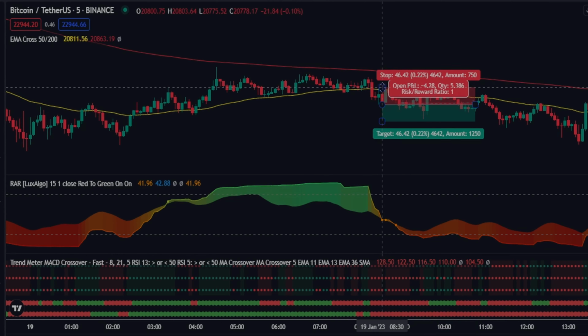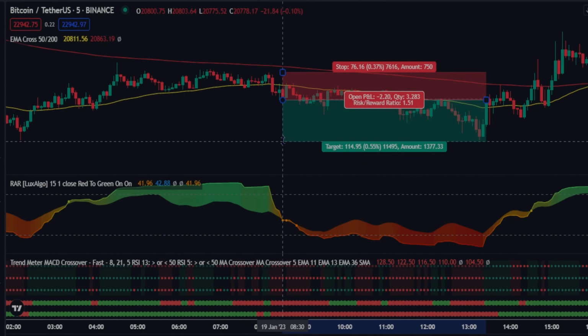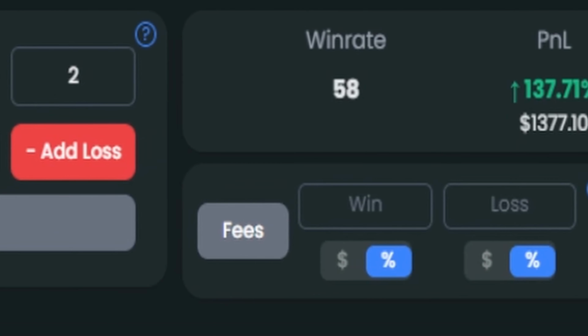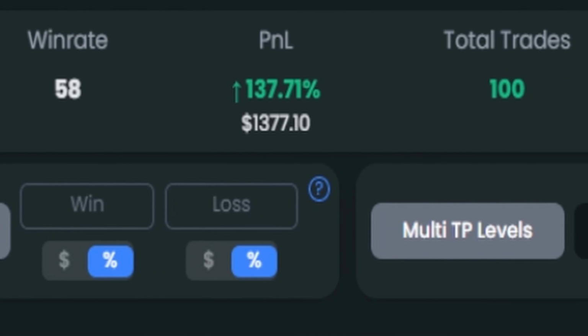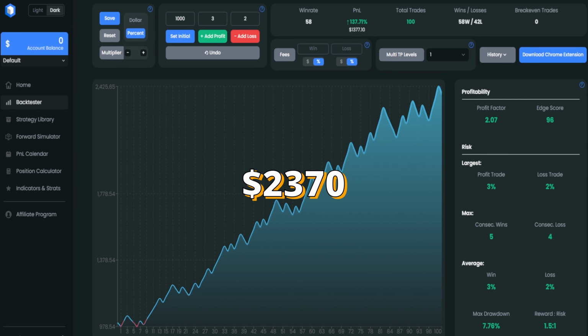I backtested the strategy 100 times, and the results shocked me. I used the strategy on Bitcoin and reached a 58% win rate. In 100 trades, the strategy accumulated 137%. If you have $1,000 as capital, you will end up having a total of $2,370 in the final account.